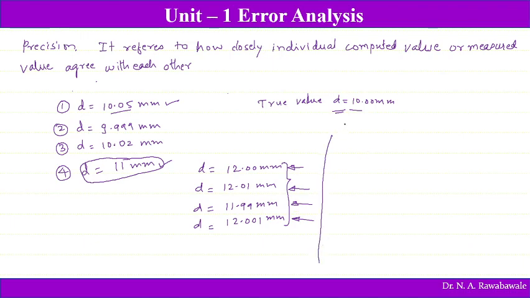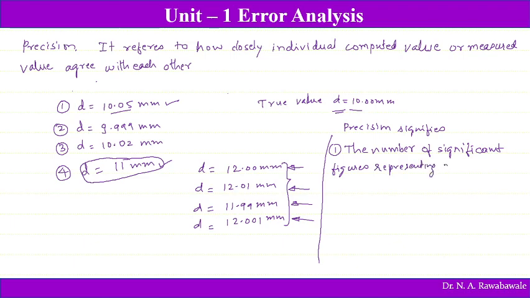Number one, precision signifies the number of significant figures representing the quantity.